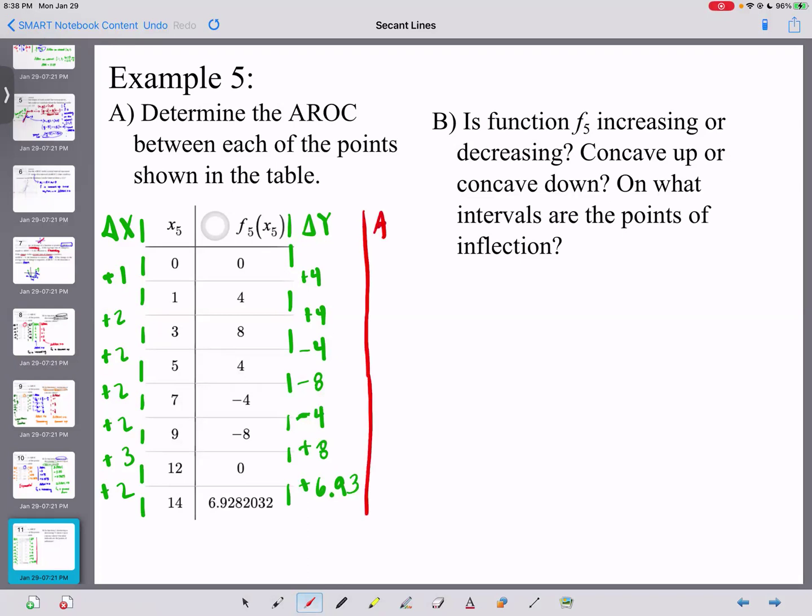Now I'm going to find the A rock. The average rate of change on the first interval would be 4 divided by 1, which is 4. The second interval, it'd be 4 divided by 2, which will equal 2. The third interval, it'll be -4 divided by 2, -2. Do we have -8 divided by 2? -4.